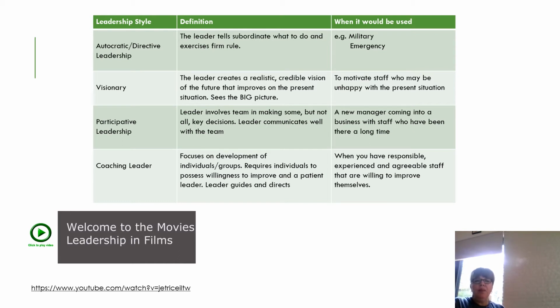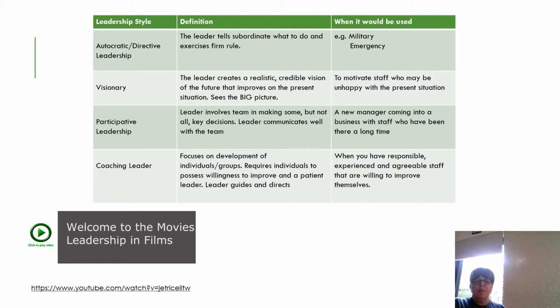Participative leadership. The leader involves the team in making some, but not all, key decisions. Leader communicates well with the team, so there's participation on different levels. This would work well where a new manager's coming to a business with staff who've been there for a long time. If you had a new boss coming in and they go, right, we're going to change this, we're going to change that, there's going to be a lot of resistance from employees. So a new manager would come in, be participative and go, okay, what have we got going on? That's great. Look, I wouldn't mind fixing this, changing this somewhat. Have you got any ideas? And letting everybody participate in the changes. People are going to be a lot more receptive to that.